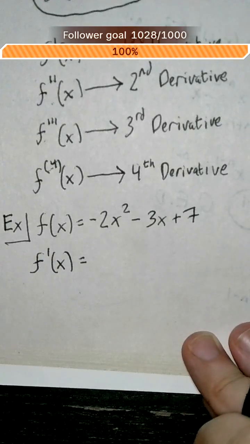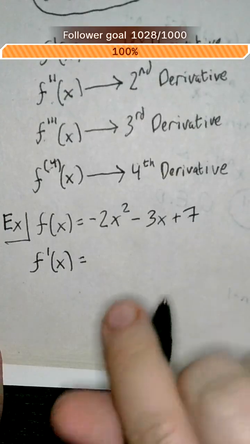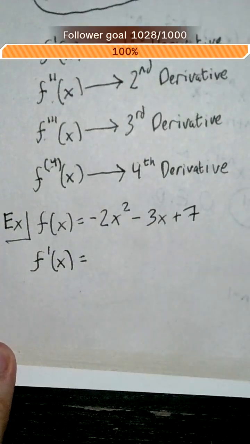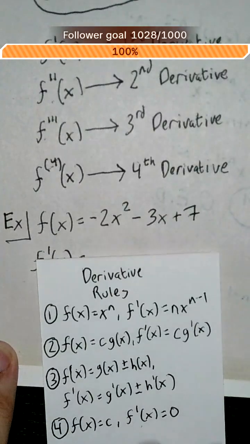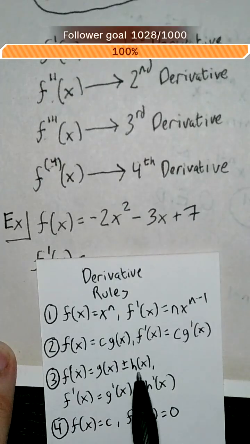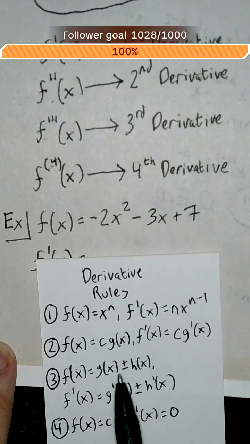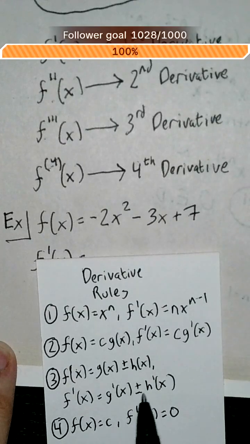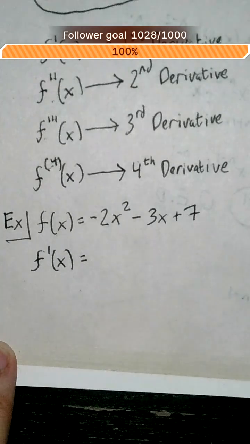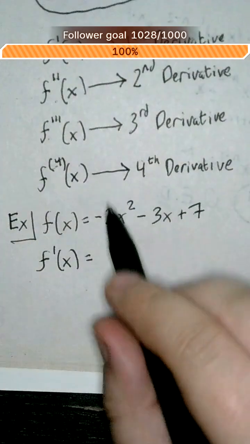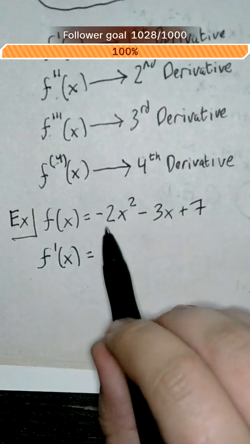So here's what I'm going to do. Remember that if I have the sum or difference of two or more functions, this can be as many functions as you like, I'm just going to take the derivative of each individually. So here, let's focus on this negative 2x squared for a moment and forget about everything else.